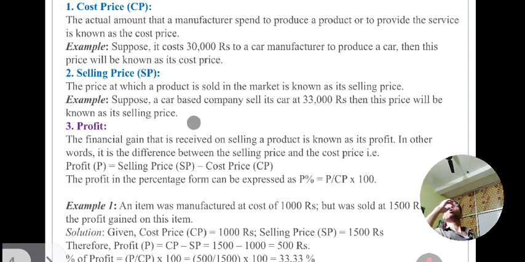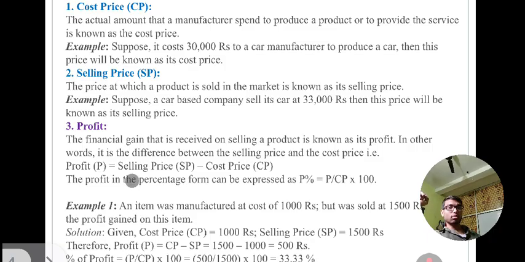What is profit? If the cost price is less and we sell anything at a higher price, that is, if the selling price is more and the cost price is less, then you will get profit. That's it about profit.